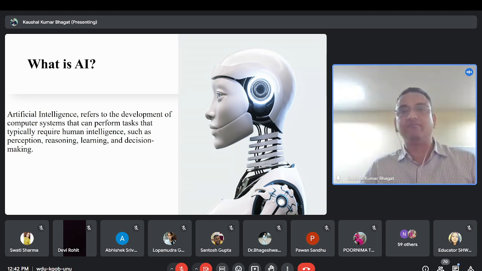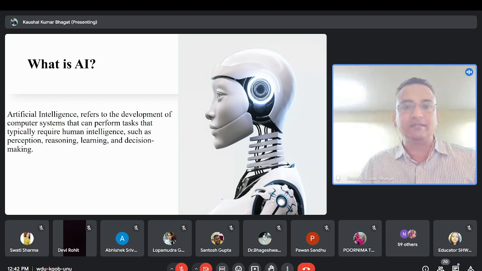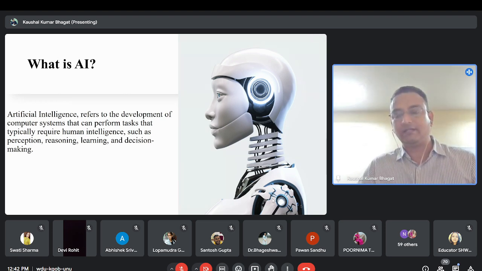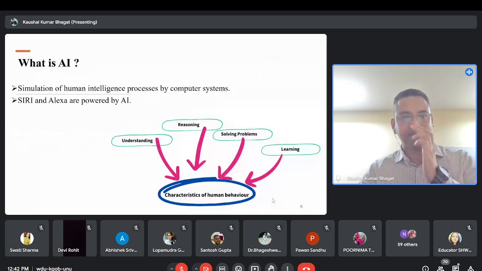But it can perform similar functions as humans, right? The efficiency also could be improved, right? So that is about artificial intelligence.